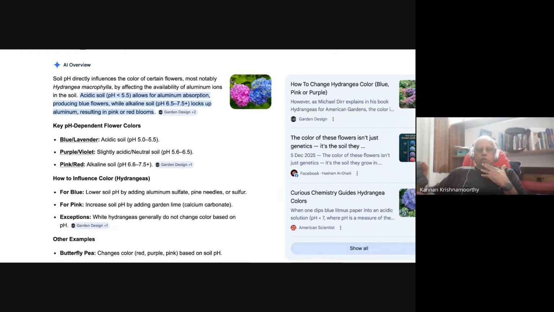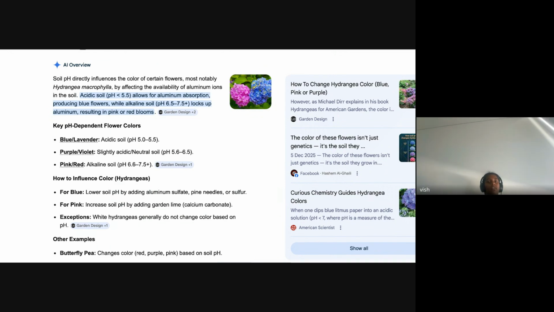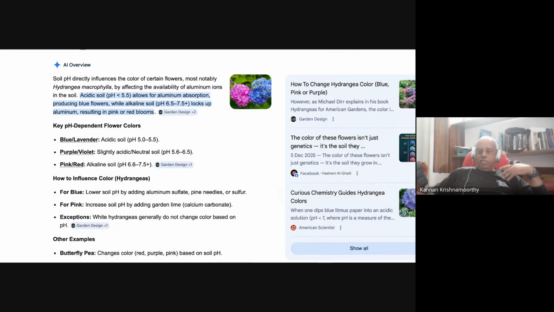Yes. So blue or lavender, acidic soil, pH 5 to 5.5. Purple or violet, it is 5.6 to 6. Pink, red, alkaline, 6.5 to 7.5. So even soil pH can affect the color of the flower. You understand? So you can see the importance of pH in various dimensions.